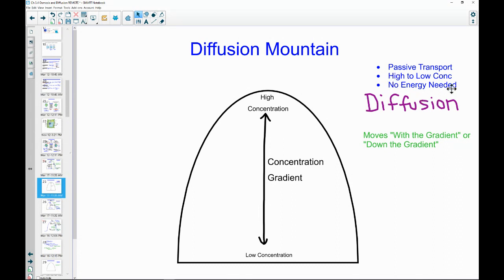And this does not take energy. As you saw when you sprayed your perfume, it simply just goes on its own. So the way to remember this is we're going to draw a little person at the top.